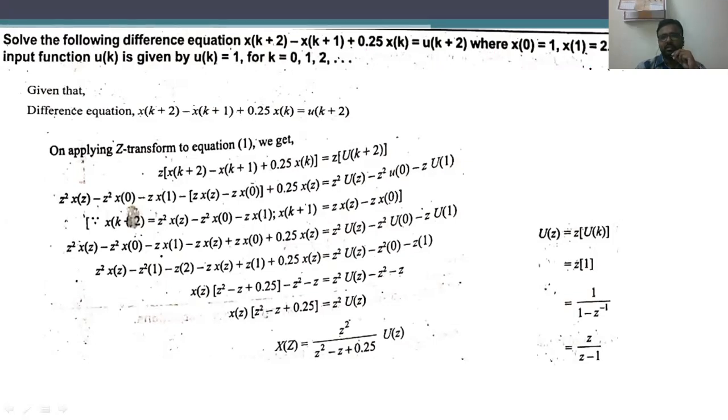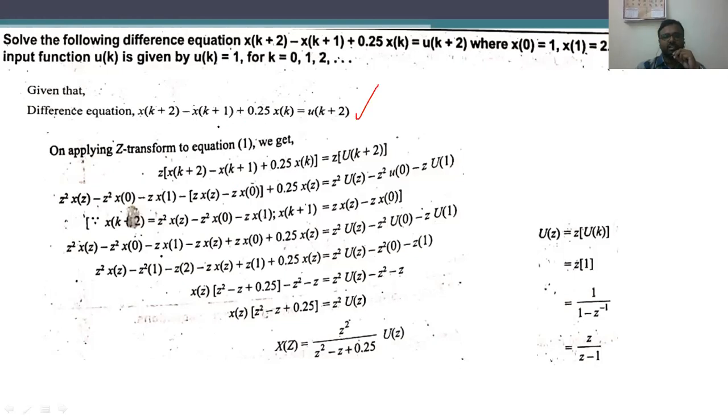He has asked us to take the consideration of initial conditions for the output function, that is x of 0 is equal to 1 and x of 1 is equal to 2. Okay. So here is the solution for this one. So this is the difference equation which he has given.